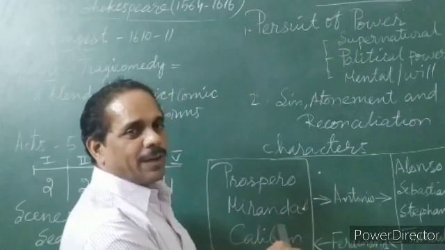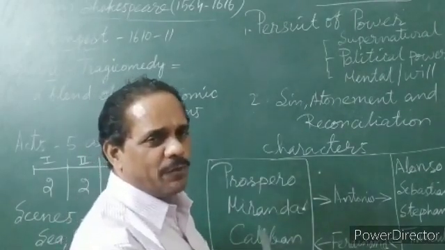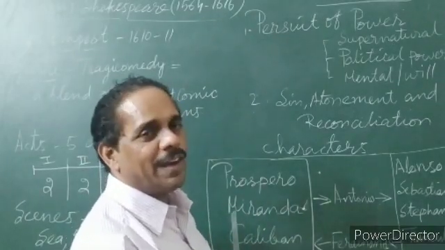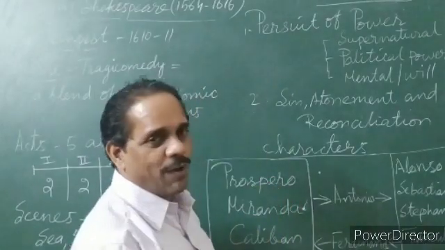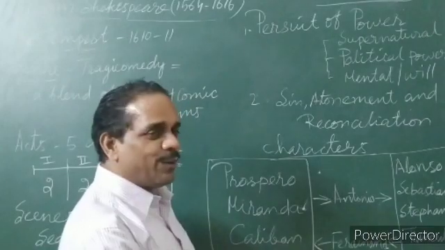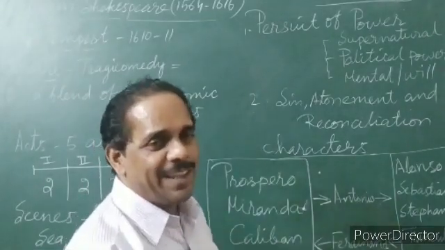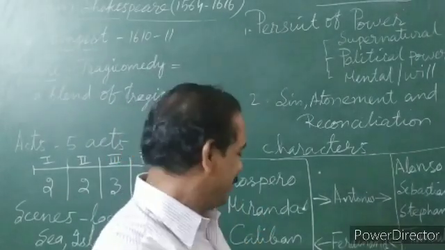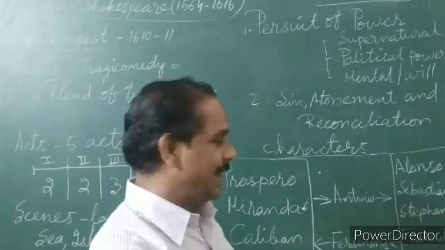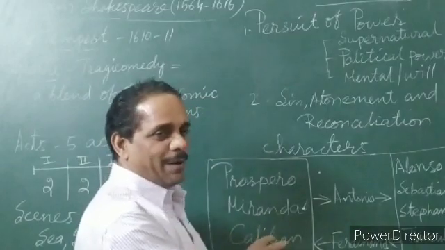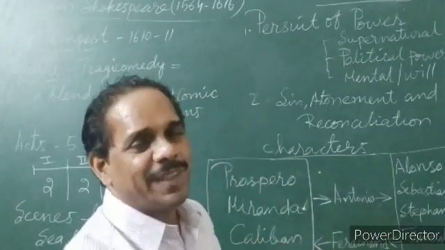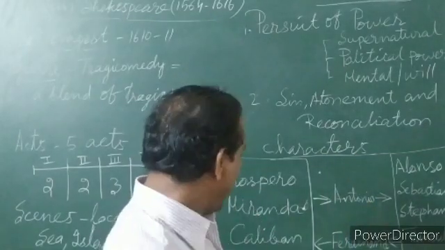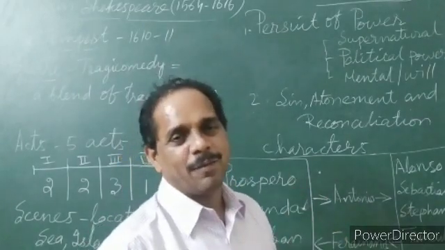Miranda is the only daughter of Prospero, a very beautiful, charming girl. Anybody would simply fall in love with her, and our hero Ferdinand falls in love with her. Then you have two very strange beings, one representing the natural power and another representing the supernatural power: Caliban and Ariel. Caliban represented the natural power. He was a clumsy man, an uncivilized man, a man to the core. And Ariel was a supernatural figure.